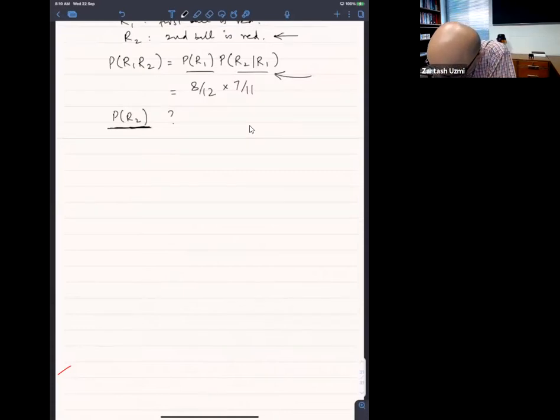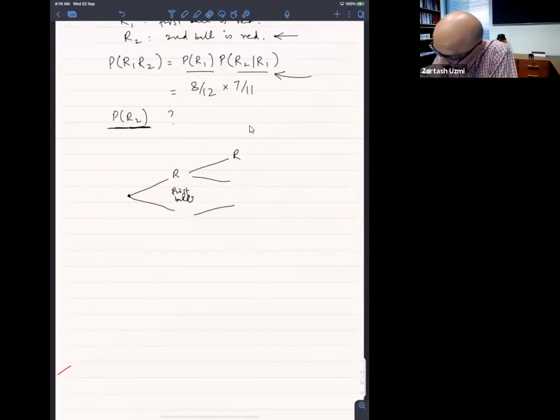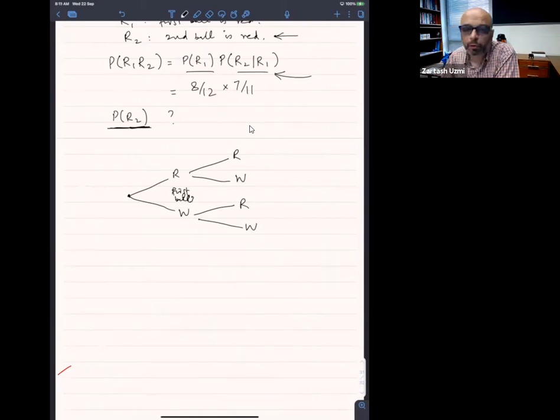See, the first ball can be red, and the first ball can also be white. And for each of those cases, the second ball can be red or white. I said black, but I don't know where black came from. We started off with white balls. So red and white. We can have both red, first ball red and second ball white, first ball white and second ball red, or both balls white. These are only four possibilities.